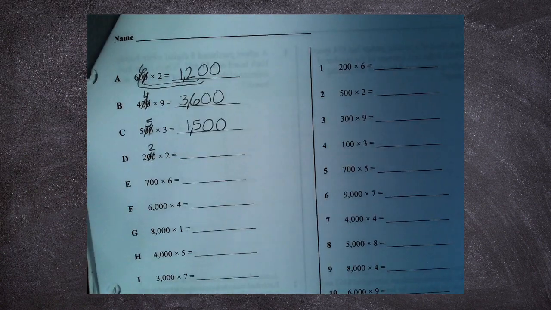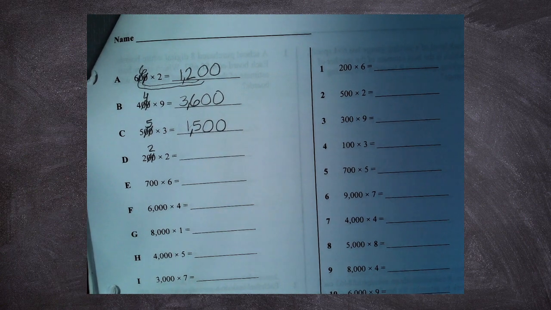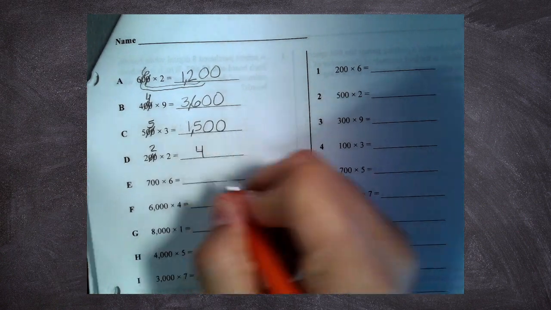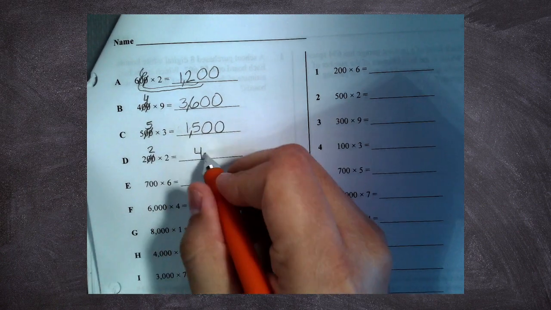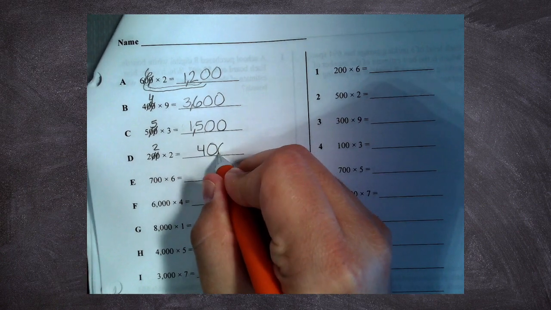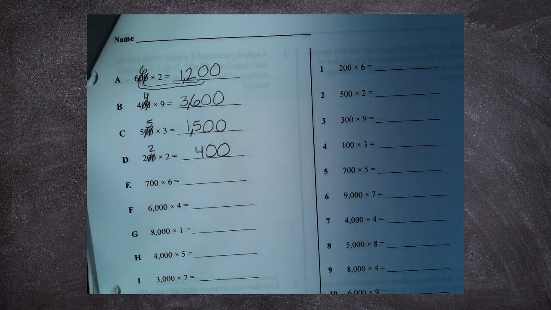I get 2 times 2. What is 2 times 2? 4. But I took out 2 zeros earlier. I've got to put 2 zeros back. My answer would be 400.